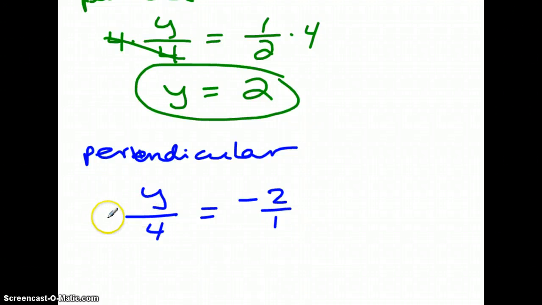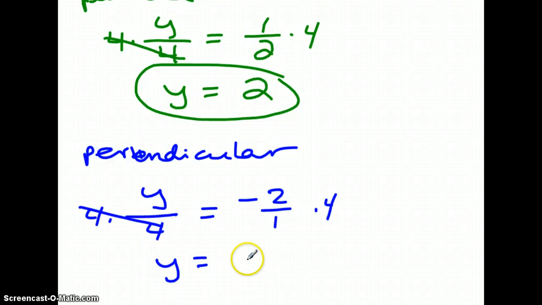And again, let's find the y value so that I have the opposite reciprocal of the slope of the other line. Multiply both sides by 4. So in this case, if I was going for perpendicular, I would have a negative 8 value for my y.